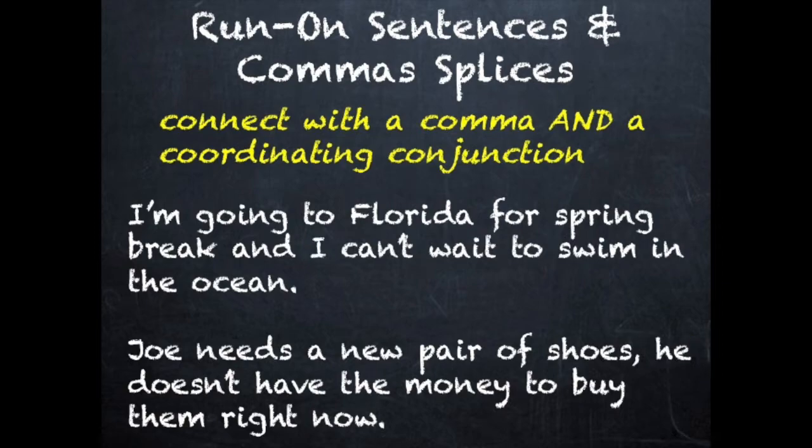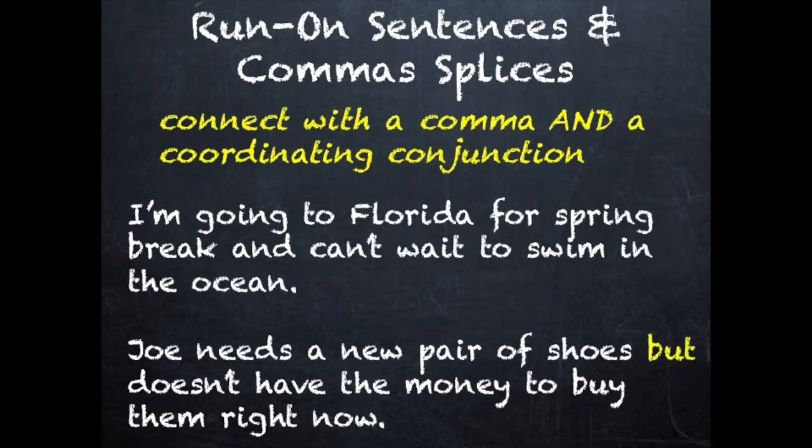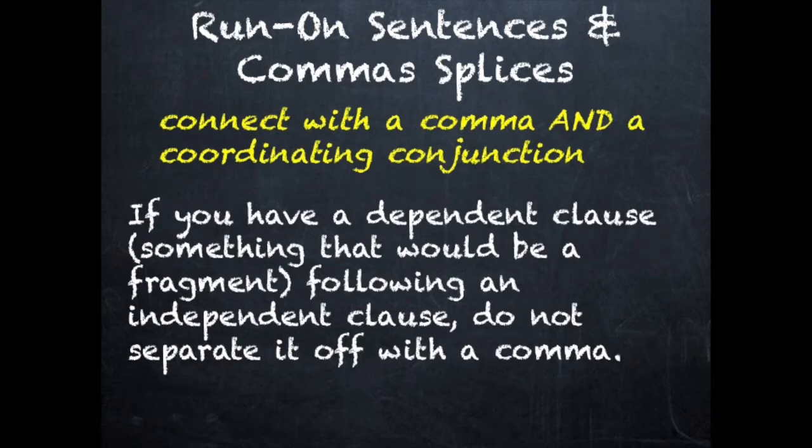And same with the bottom one. Joe needs a new pair of shoes. He doesn't have the money to buy them right now. You can get rid of the subject and the comma and make it a conjunction. Joe needs a new pair of shoes but doesn't have the money to buy them right now. Now it's correct, punctuated correctly. Now, if you have a dependent clause, something that would be a fragment following an independent clause, you do not separate it off with a comma, which is exactly what those two things were an example of.